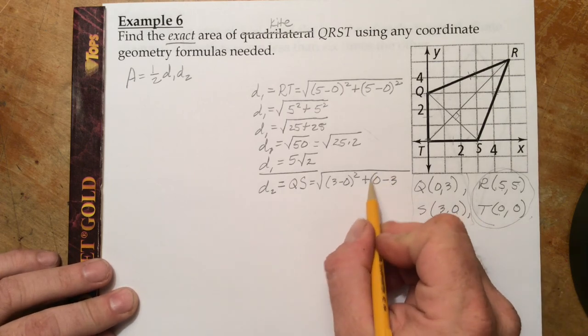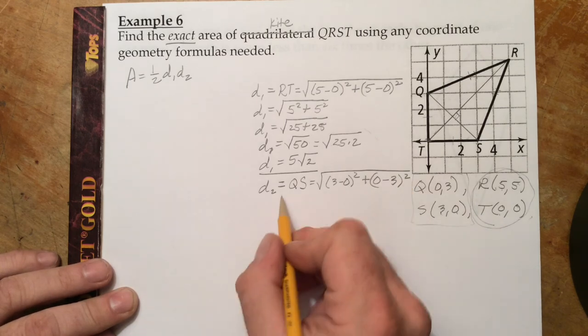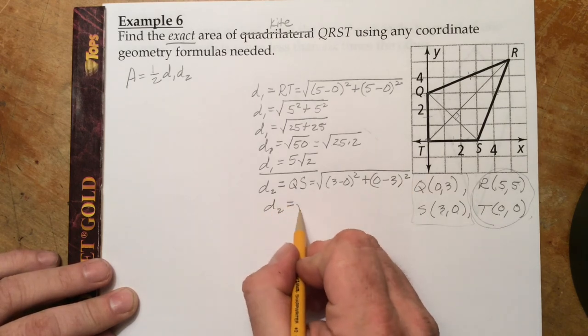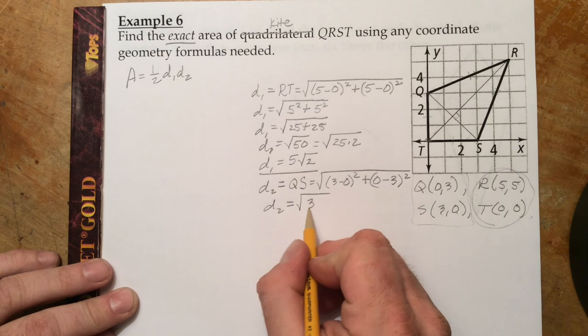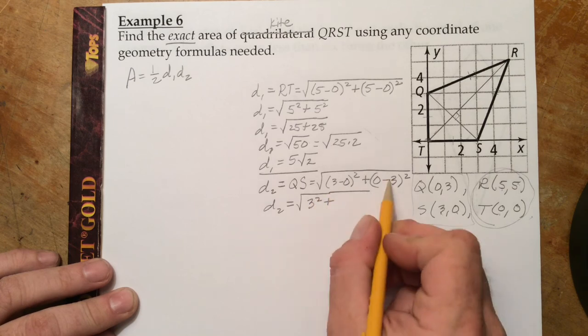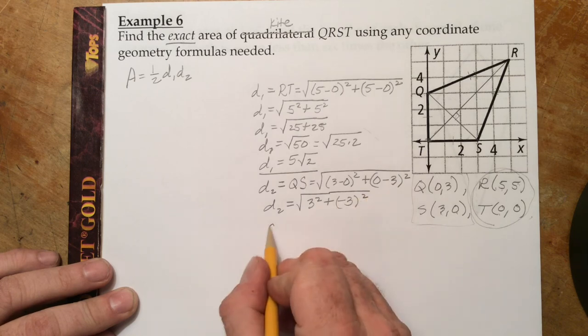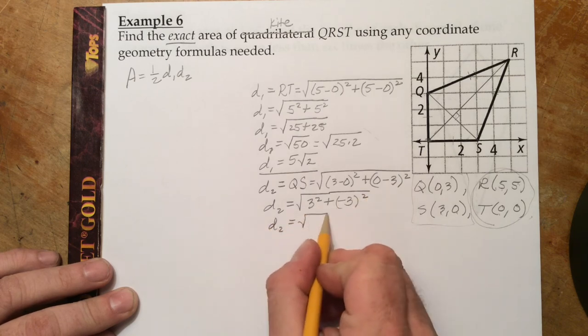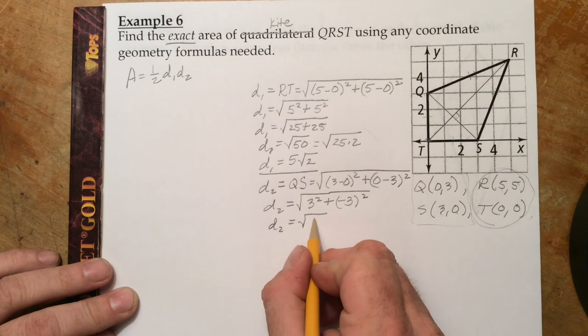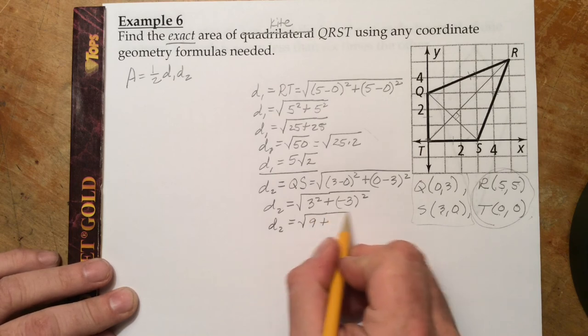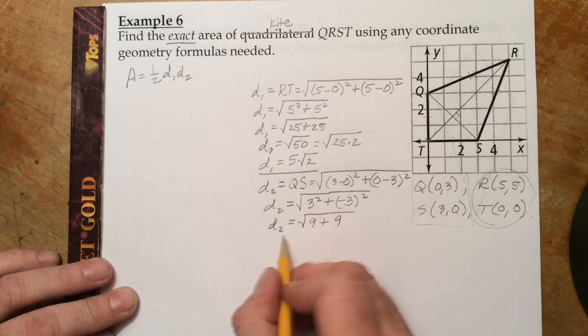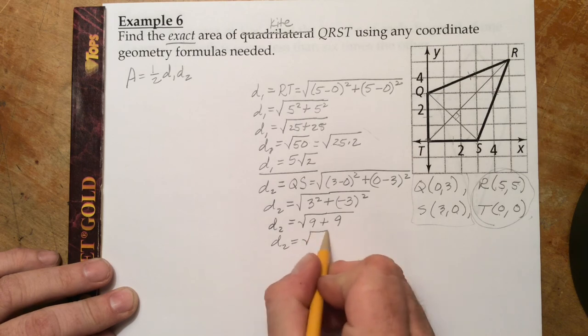minus 3 quantity squared. So D2 is equal to 3 minus 0 is 3 squared plus 0 minus 3 is negative 3 squared. Don't forget your parentheses. So D2 is the square root of 3 squared, which is 9, plus negative 3 squared, which is also positive 9. And so D2 gives us the square root of 18.